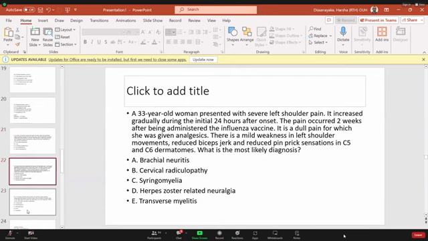Okay. Next one. A 33-year-old woman presented with severe left shoulder pain. It increased gradually during the initial 24 hours after onset. Pain occurred 2 weeks after being administered an influenza vaccine. It's a dull pain for which she was given analgesics. There is a mild weakness in left shoulder movements, reduced biceps jerk, and reduced pinprick sensation in C5 and C6 dermatomes. What is the most likely diagnosis?